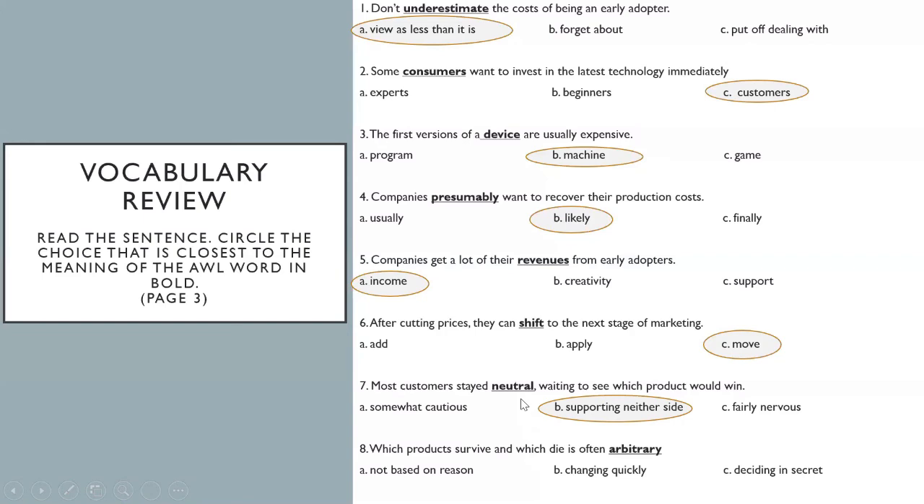Number 8, the last one. Which products survive and which die is often arbitrary. Please try to pronounce the term arbitrary. What's the meaning of arbitrary? The answer would be A, not based on reason, okay? Not based on reason. Arbitrary basically means that it's random. Something is random. We don't have a reason for it. It just happened. We don't know how, but it just happened, okay? So this is our vocabulary list using page 3.